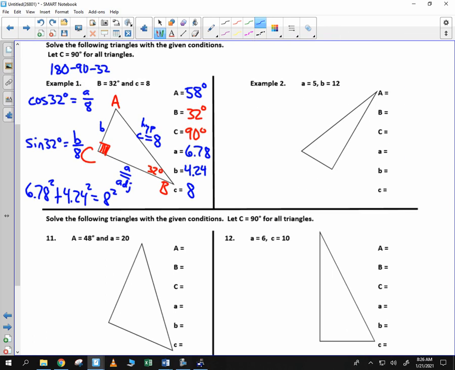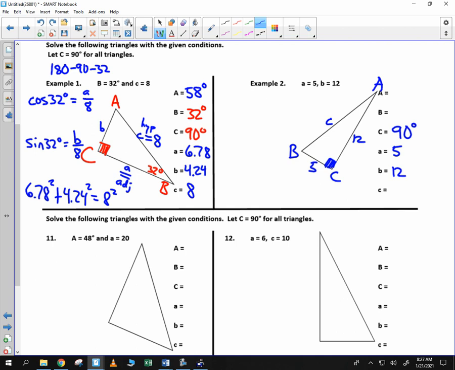Example 2 is different because you do not have an angle. The short side 5, we'll call that A, so we'll call this A right there. I'll call that 12. Whoops, sorry about that. Yep, that'll be B, and then C is our 90-degree angle. So we know that this is side C here. We have side A is 5. We have side B is 12. And we know angle C is 90 degrees. Angle C will always be 90 degrees.